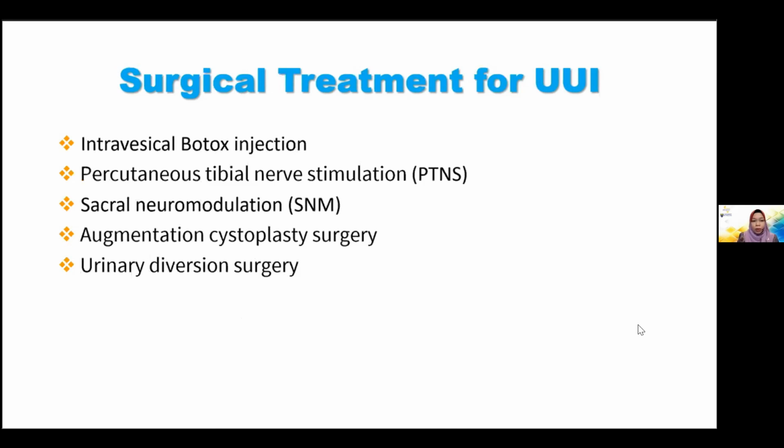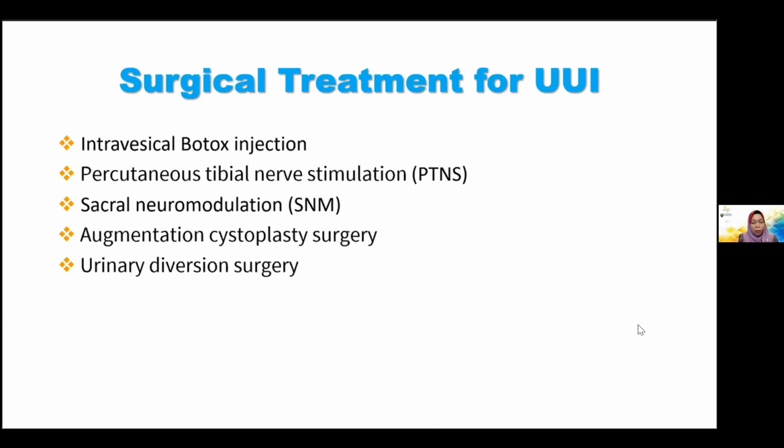How about urgency urinary incontinence? There are certain surgical treatments that can be offered to the patient. The urologist can offer intravesical Botox injection. So what does Botox do? Botulinum A toxin actually paralyzes the detrusor muscle. By the paralysis of the detrusor muscle, the overactive bladder will be tamed down. The bladder will not be too irritable, and hopefully the patient doesn't have that sense of urgency too much. They can wait to go to the toilet on time, and they can pee without wetting themselves.